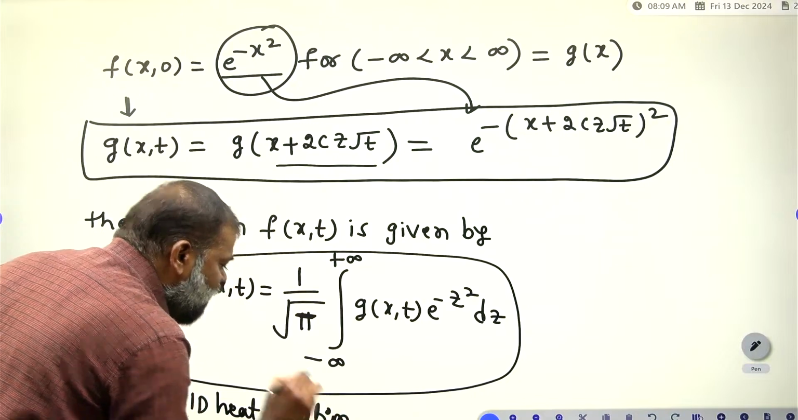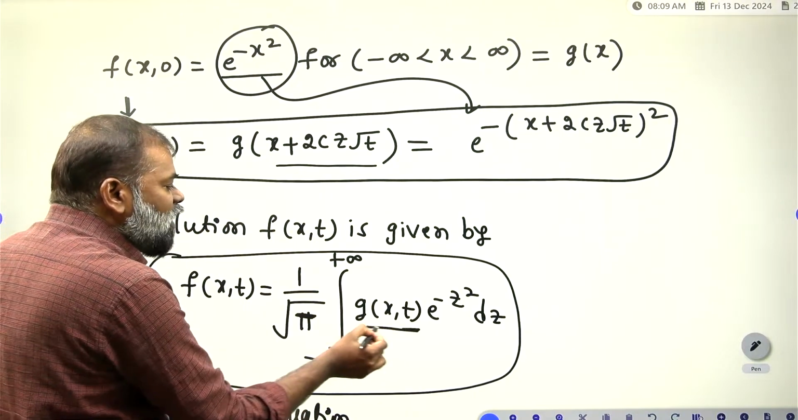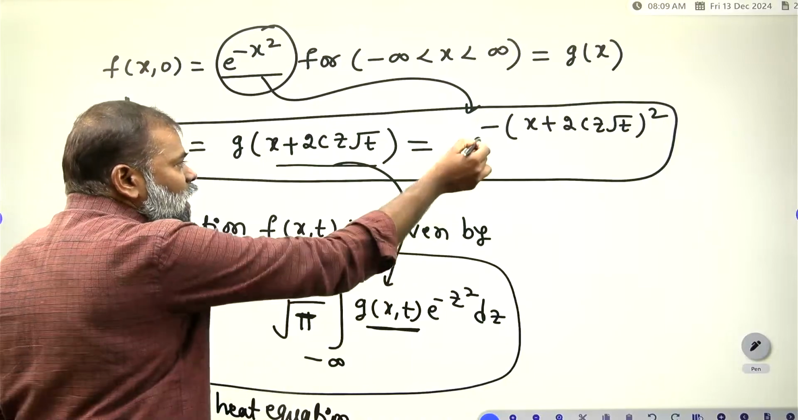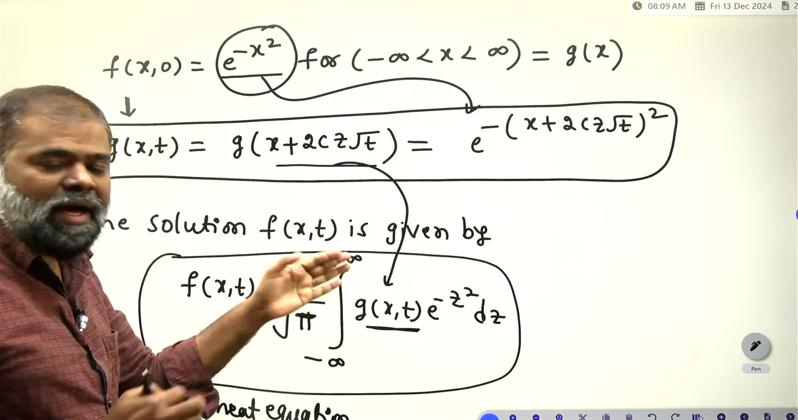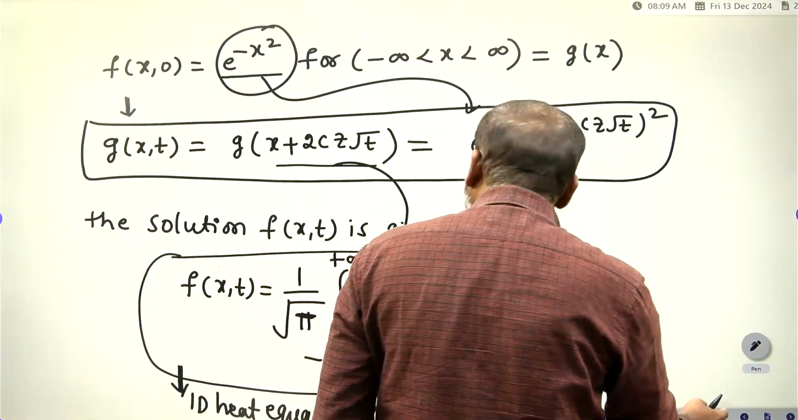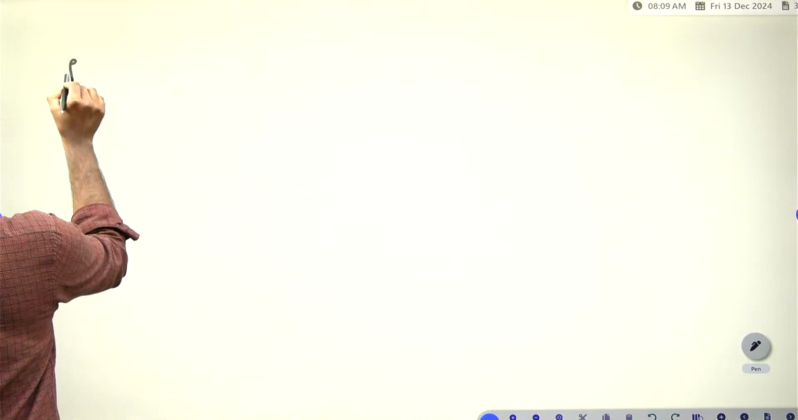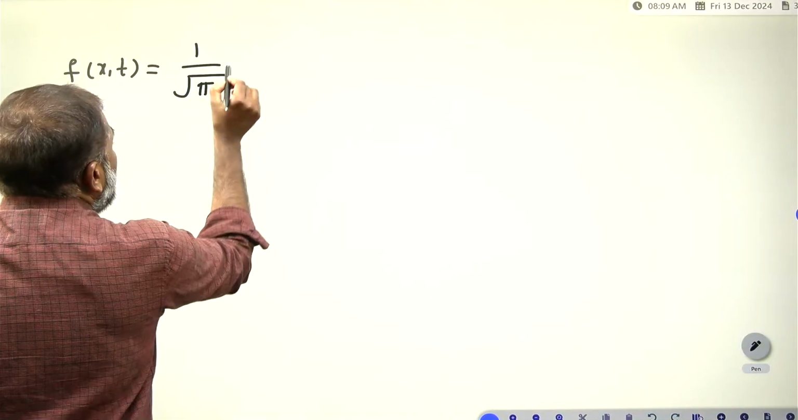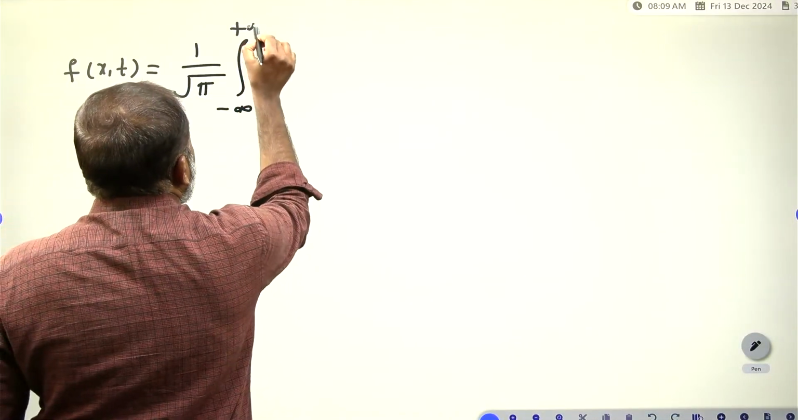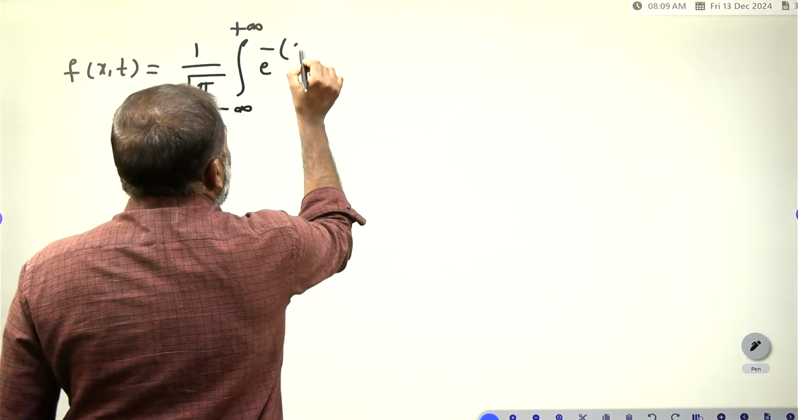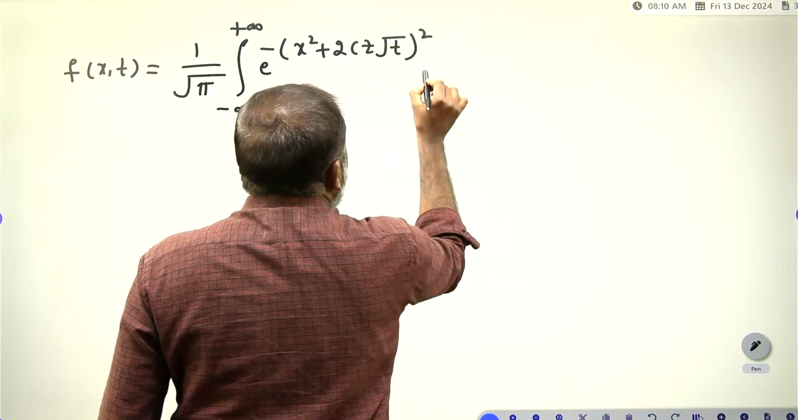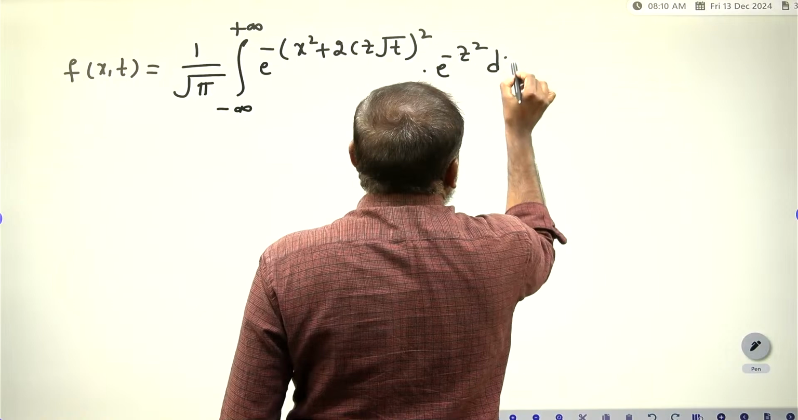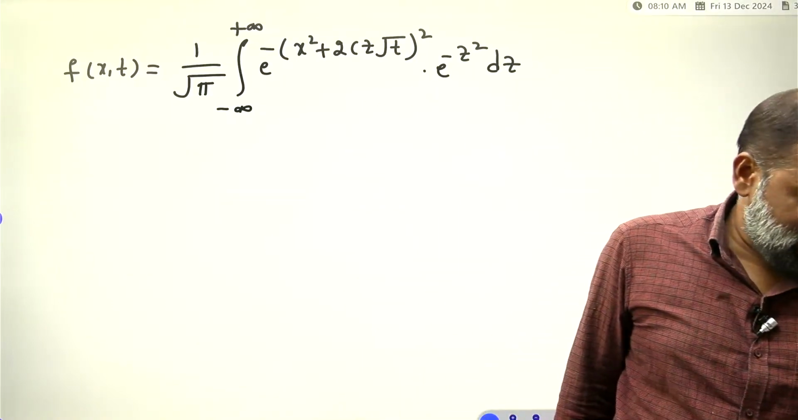So in this heat equation you have to substitute. What is our g of x comma t? g of x comma t is equal to e to the power of minus (x plus 2cz root t) whole square. That value you have to substitute. f of x comma t is equal to 1 by root pi into the integral from minus infinity to plus infinity of e to the power of minus (x plus 2cz root t) whole square into e to the power of minus z square dz.